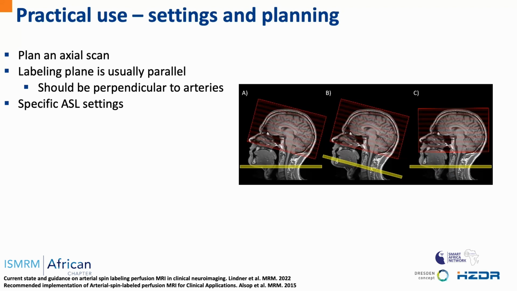There are, of course, some specific ASL settings, but all of these can be read in the great ASL white paper from 2015, and there are some recent updated recommendations on how to slightly alter these parameters for different diseases. So if you read these two articles, you learn all the necessary things about how you should configure the sequence and how you should plan it and what you should be careful about when it comes to the acquisition.